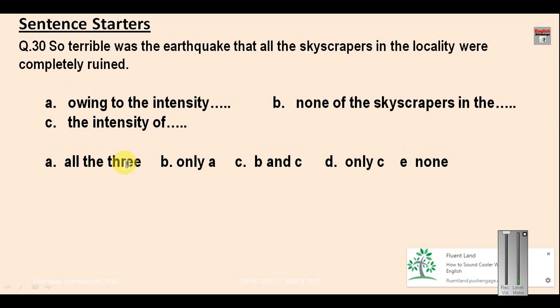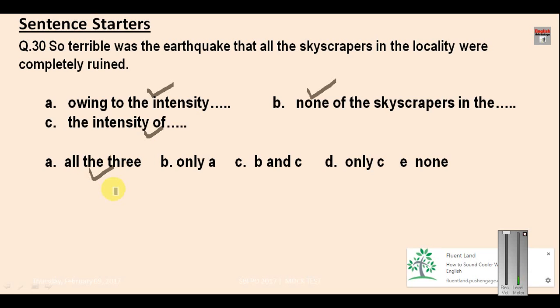This is the last question. So terribly was the earthquake that all the skyscrapers in the locality were completely ruined. Owing to the intensity of the earthquake, all the skyscrapers were ruined. So this can be the starter. None of the skyscrapers could be saved because the earthquake was so terrible. This can be the starter. The intensity of the earthquake was such that no skyscraper could be saved. So this can also be the starting point. So here your answer will be A, all the three.